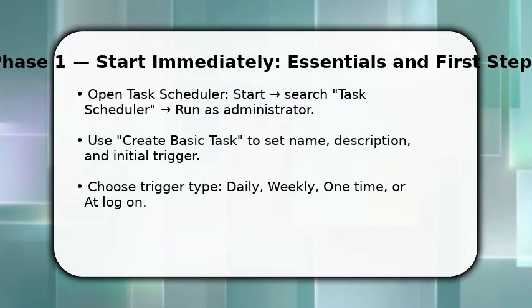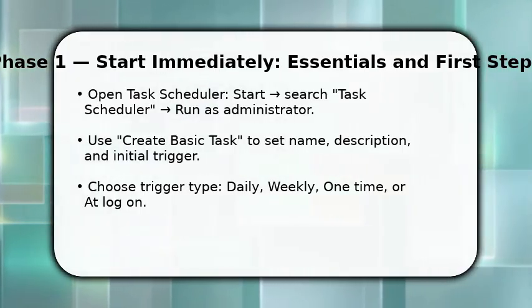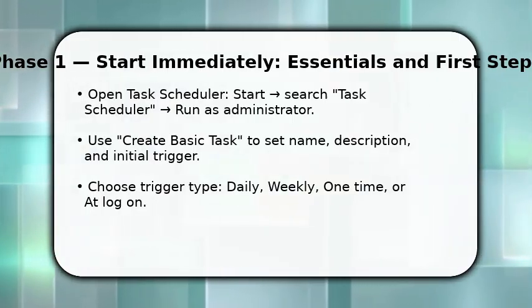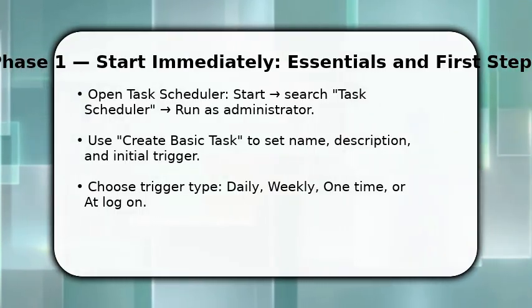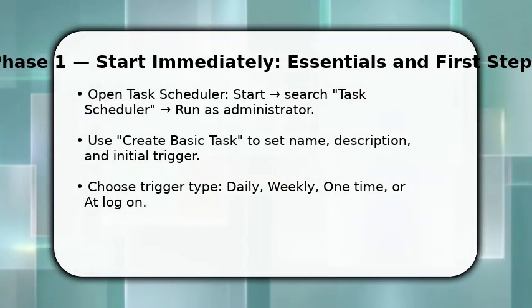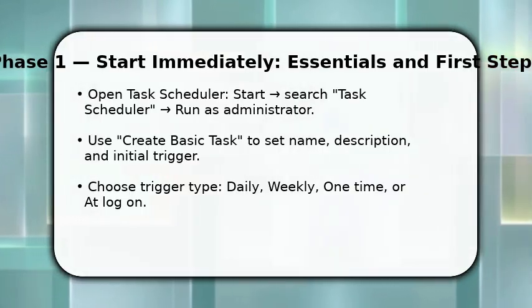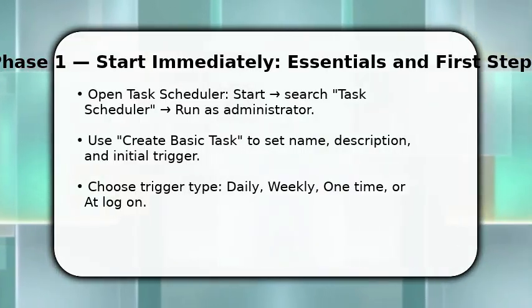You begin by launching Task Scheduler as an administrator so tasks can run elevated when needed. Once open, click Create Basic Task to assign a clear name and short description. This helps later. Next, choose a trigger: daily, weekly, one time, or at logon, and set the start date and time. Make sure to pick a trigger that matches how often you want the automation. Otherwise, you'll be editing it later, which wastes time.